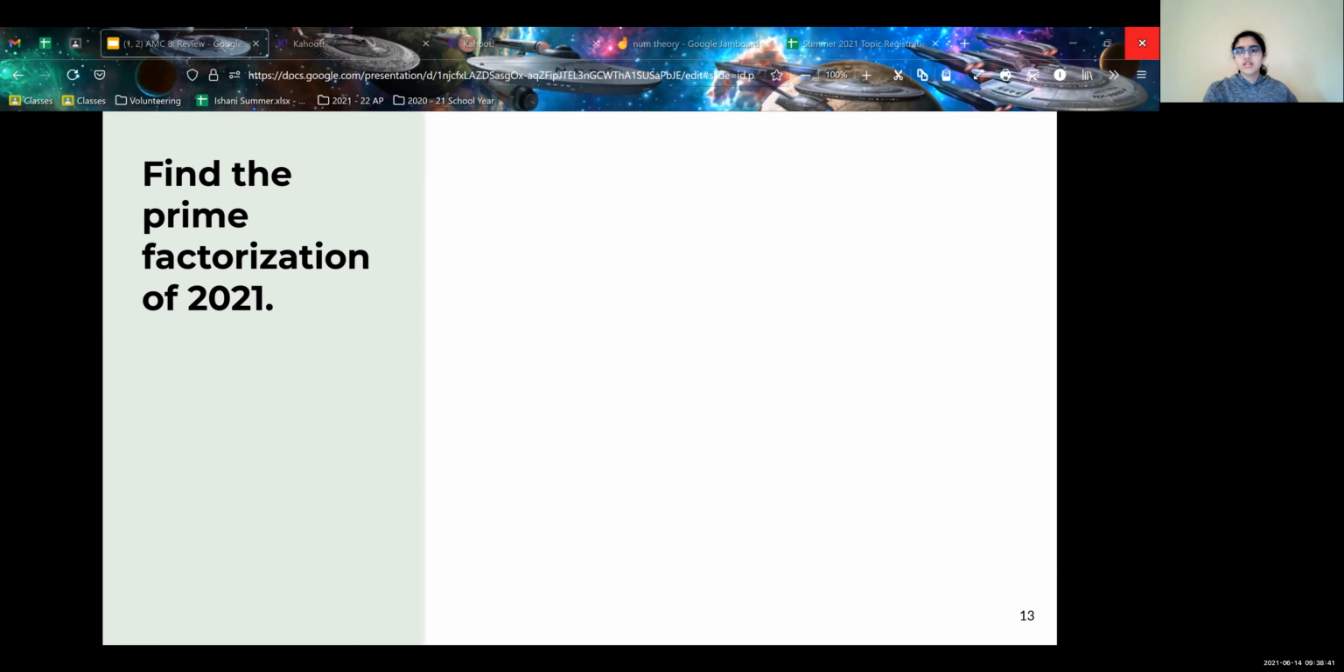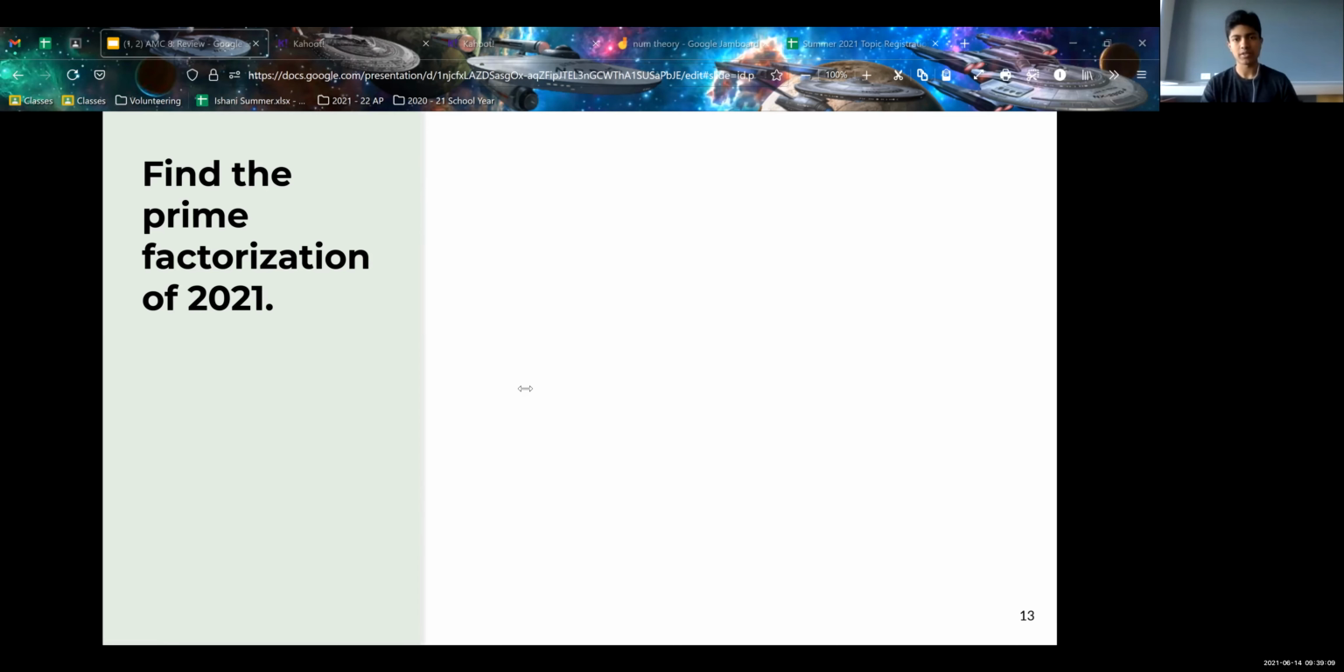Okay, second part. Find the prime factorization of 2021. This might be a bit harder since the primes are bigger. However, you should be able to find the prime factorization by dividing out primes from this number, by finding the primes that divide 2021.